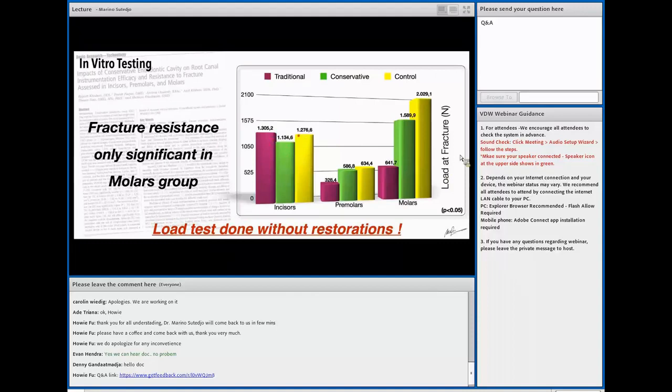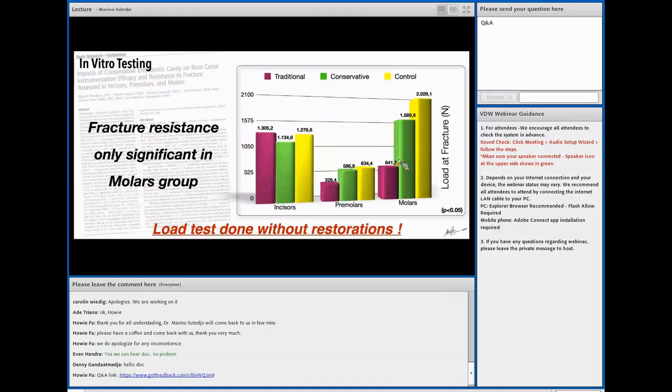As you can see here in the incisors, although the numbers are different, it's not that significant. The load at fracture for the incisor in traditional is 1,305 Newton. And if we are doing conservative, yes, they have better, but not that significant. The significance will always be in the control.